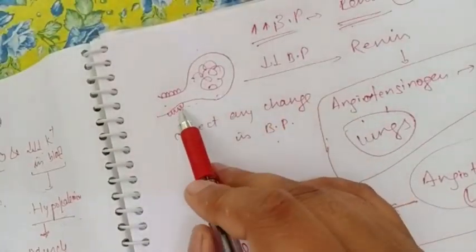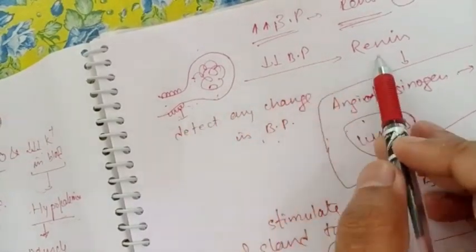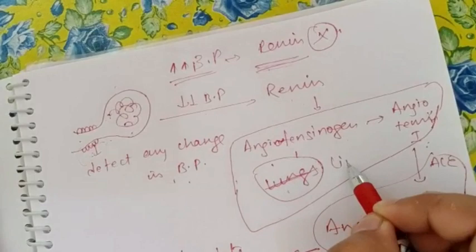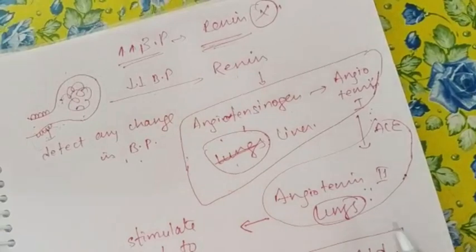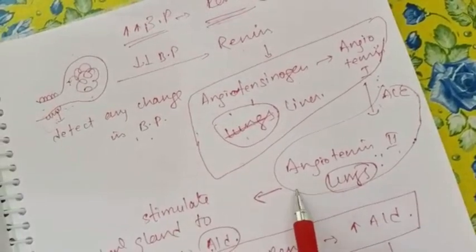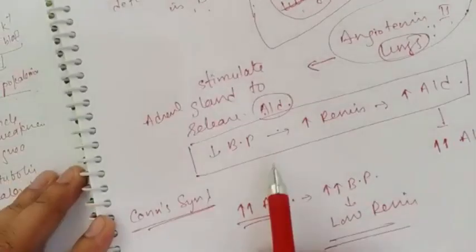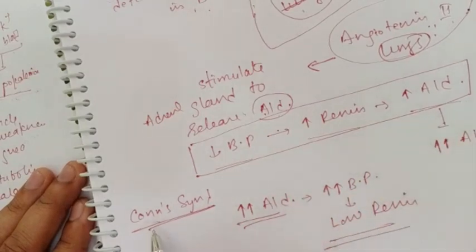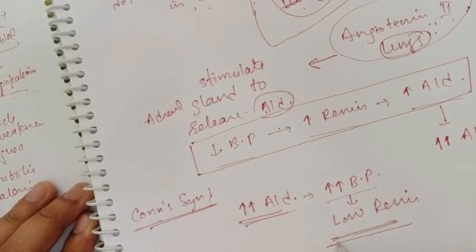Now these juxtaglomerular cells detect any changes in blood pressure. Whenever the BP goes low, they release renin. Renin will go into the liver and convert angiotensinogen into angiotensin 1. Angiotensin 1 will convert into angiotensin 2 by the presence of ACE in the lungs, and then angiotensin 2 will go to the adrenal gland, stimulate it, and release aldosterone. So whenever there is low BP, there will be increased renin and increased aldosterone. But in Conn syndrome, there will be increased aldosterone and increased BP, so there will be low renin.